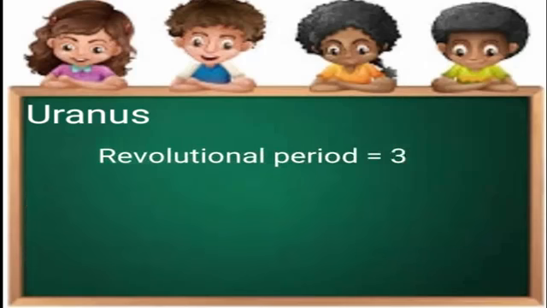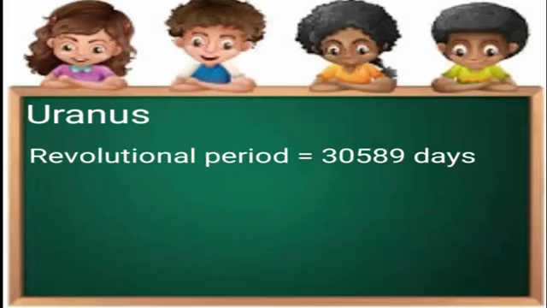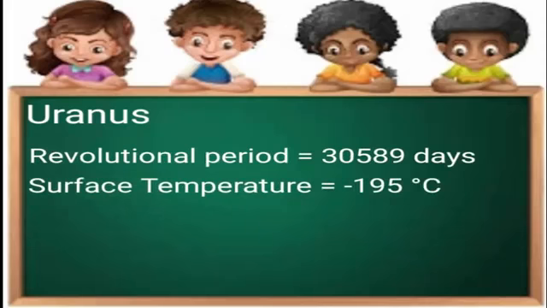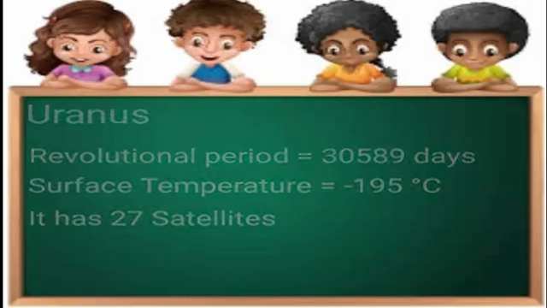Revolutional period of Uranus is 30,589 days. And its surface temperature is -195 Celsius. It has 27 natural satellites.